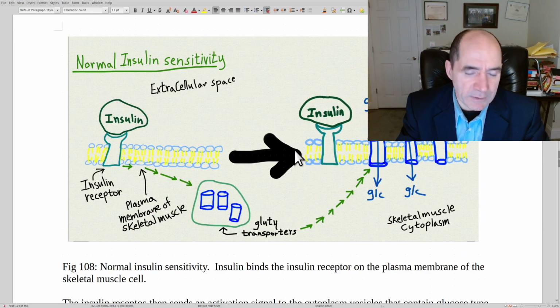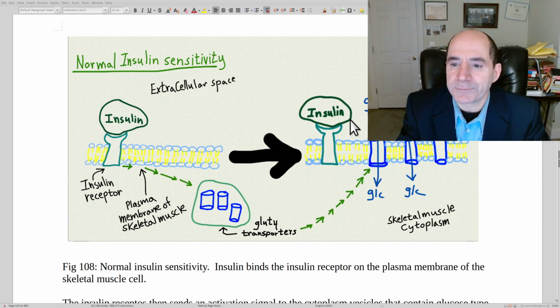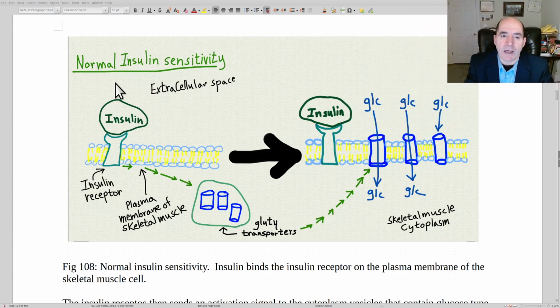So again, here's what insulin resistance is all about. After you eat a meal, there's a lot of glucose in the blood, and insulin is released by the pancreas beta cells. It travels to the skeletal muscle cells and binds the insulin receptor. This is the plasma membrane, meaning the outer membrane of your skeletal muscle cells. Then the insulin receptor sends a signal to these vesicles that have glucose type 4 transporters in them. That ends up being useful to know: glucose type 4 transporters.